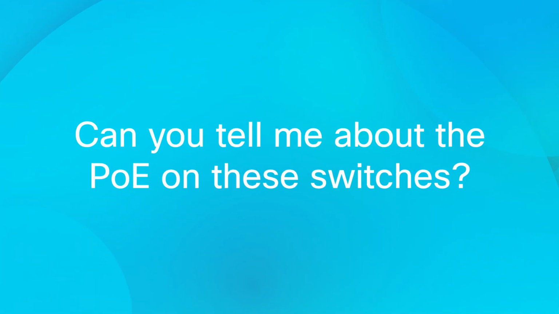I'll jump right in with an important topic that receives a lot of questions: Power over Ethernet, PoE. Can you tell me about the PoE on these switches? You bet. Catalyst 1200 and 1300 switches offer a wide range of PoE options depending on the model. These switches use PoE 802.3bt support that expands capabilities to powered devices. Persistent PoE on these switches provides uninterrupted power to connected powered devices when the switch is rebooting.